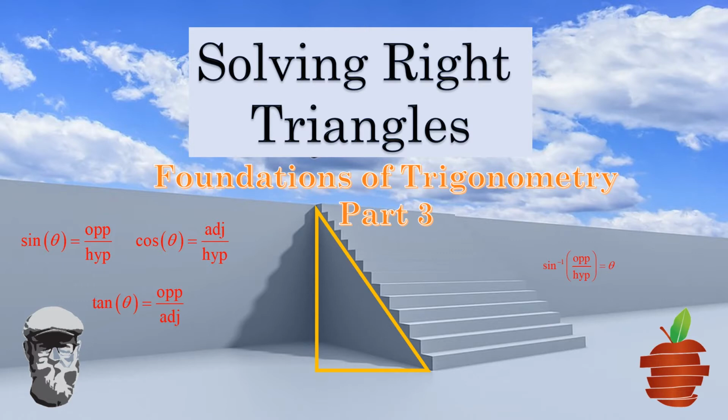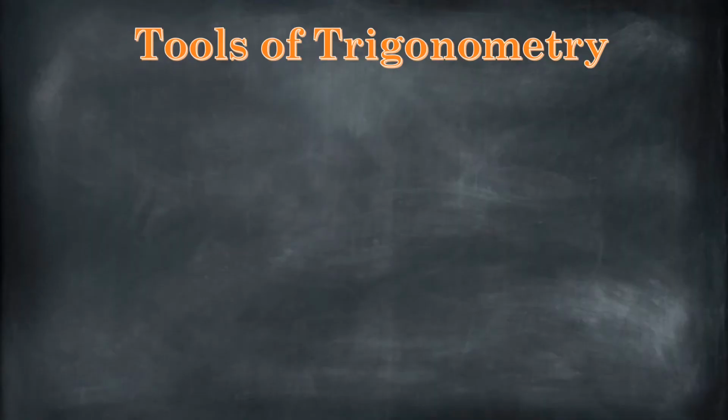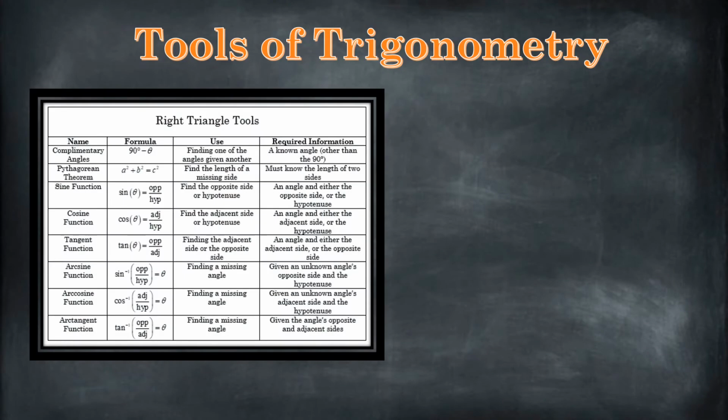In this video, what we're going to be talking about is using basic trigonometry to solve triangles. That means finding all the missing parts and pieces, all the sides and angles that are not listed, using trigonometry. So the tools of trig are basically sine, cosine, tangent, and the inverse functions. But for right triangles, you can also use complementary angles and the Pythagorean theorem.